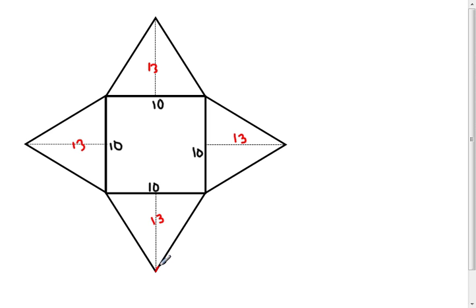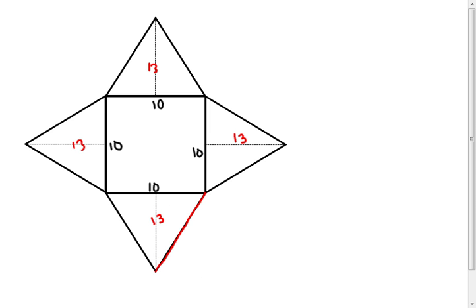We don't really need this side. If you want to find that out, you definitely could do that. It'd be 5 squared plus 13 squared equals c squared, and that would give you this. But if we're trying to find the surface area, all we need for each of these triangles is the base and the height. And the base is 10 and the height is 13.